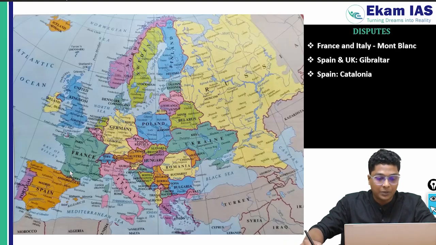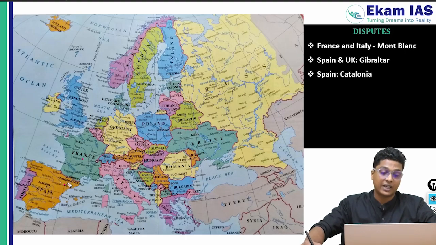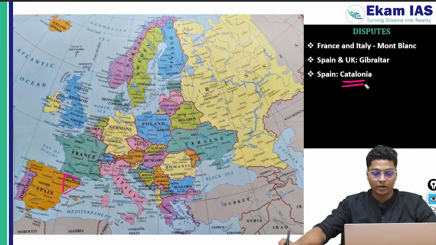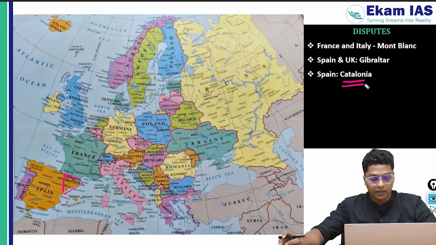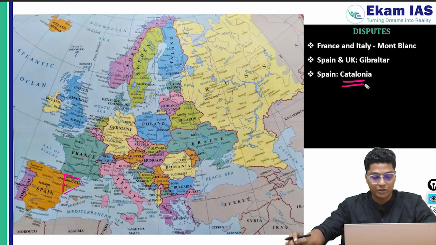Then Spain, another thing is that here we have Andorra, right? Between France and Spain we have the landlocked country Andorra, and this region, Andorra comes inside this region. This region is Catalonia. They want to be a separate sovereign country, but as of now they haven't separated completely. So Catalonia also you remember, it is often mentioned in news.